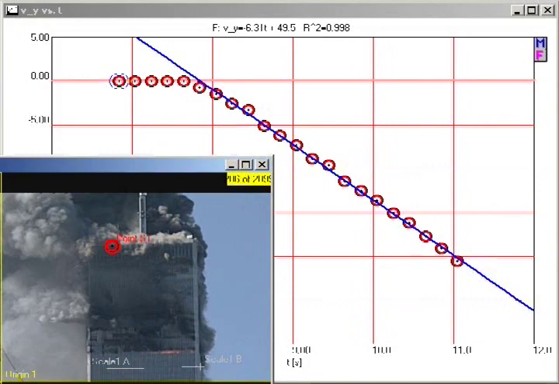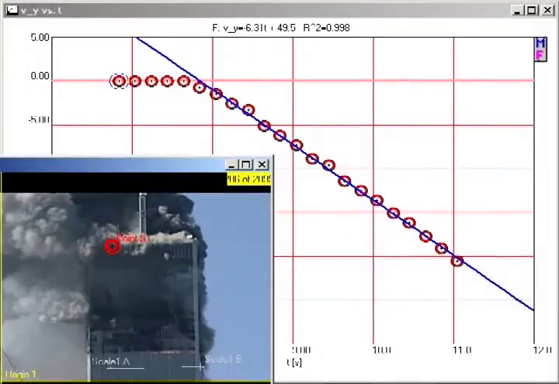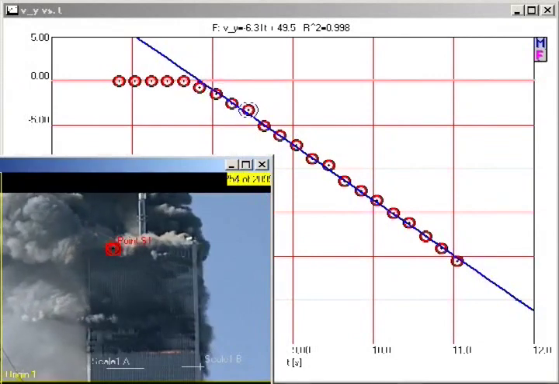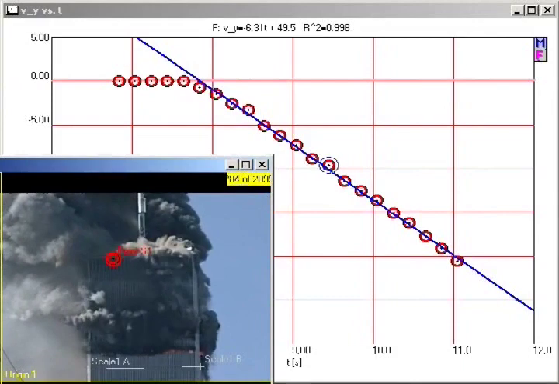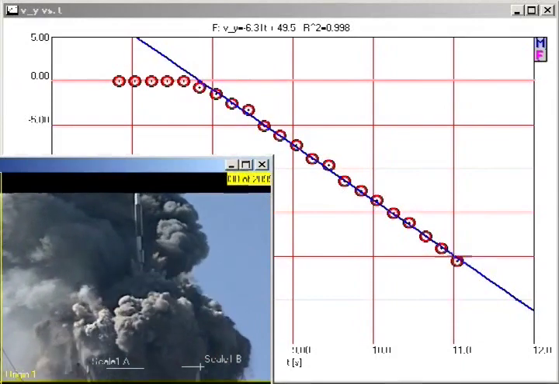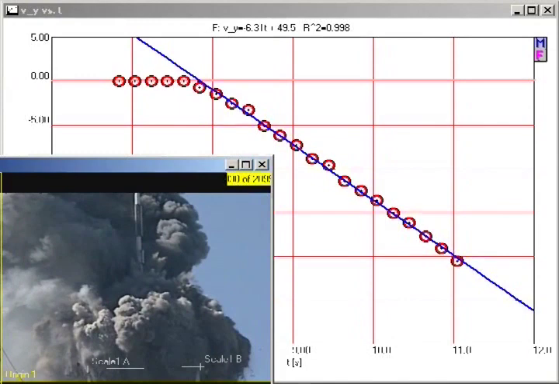The only way the falling block can continue to accelerate smoothly, as we see here, is for the lower section of the building to give way without significant resistance. If this rate of acceleration continued all the way to the ground, the building would fall in about 11.5 seconds. This is close to the observed collapse time.